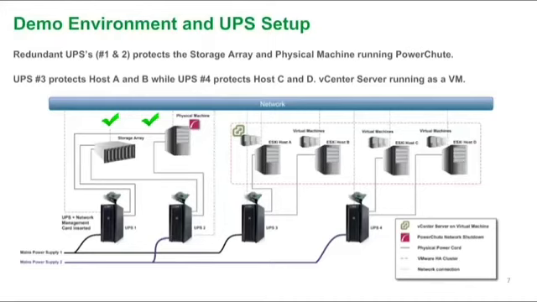UPS number 3 protects hosts A and B, while UPS number 4 protects hosts C and D. vCenter Server is running as a VM on host A. UPS number 3 is connected to power supply number 1, and UPS number 4 is connected to power supply number 2.